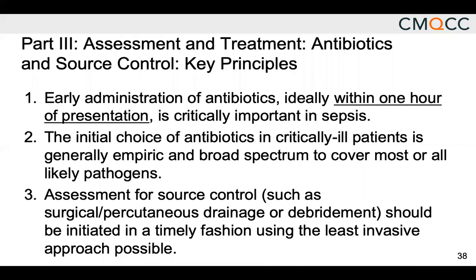The key principles for antibiotics and source control are illustrated here. One is that antibiotics should be started early, ideally within 1 hour of presentation, which is critically important for sepsis. The initial choice of antibiotics in critically ill patients is empiric and broad spectrum to cover most or all likely pathogens. Source control, which is a term used for treatment of abscesses or internal sources of infection, such as intrauterine infections or soft tissue infection, should be initiated also in a timely fashion with the least invasive approach possible. Next slide.